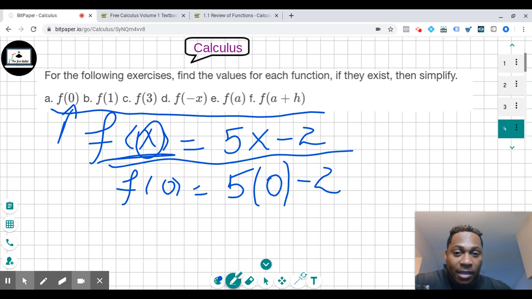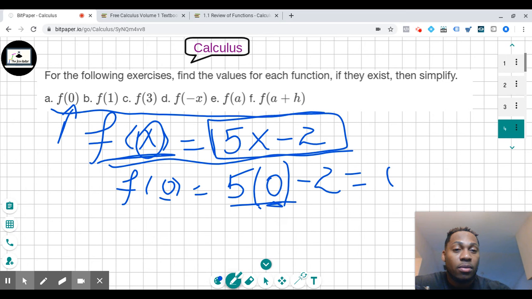And that's it. So f of 0 is 5 times 0, we replace the x by 0, minus 2. So that was the original function. 5 times 0 minus 2 is equal to what? 5 times 0 is 0, minus 2 is equal to negative 2. So that's f of 0.